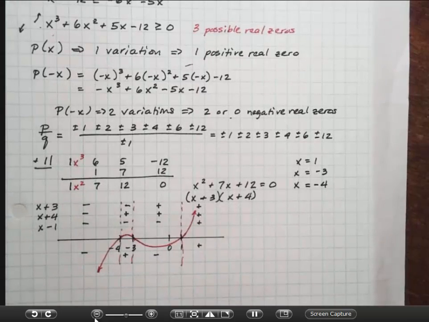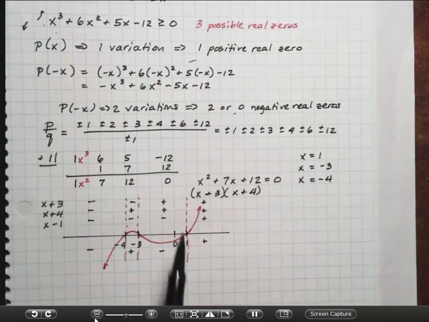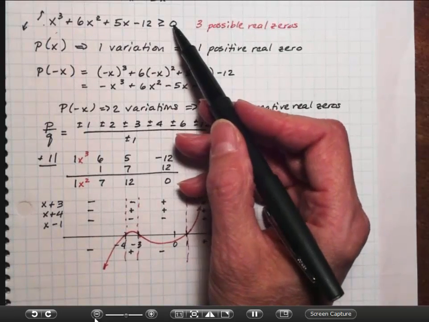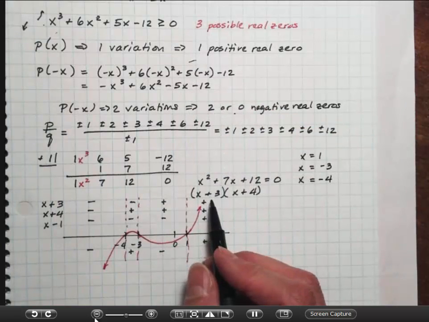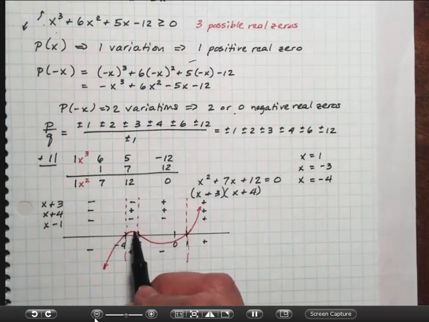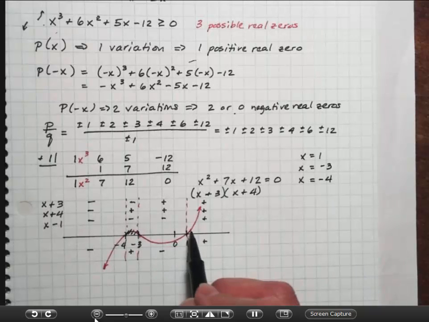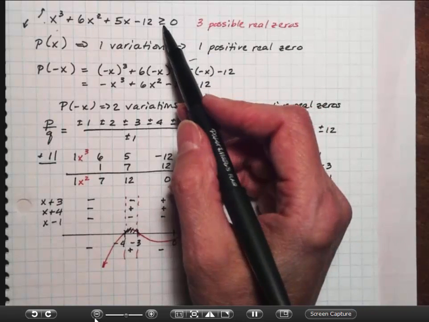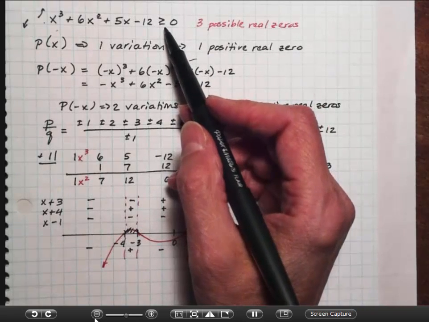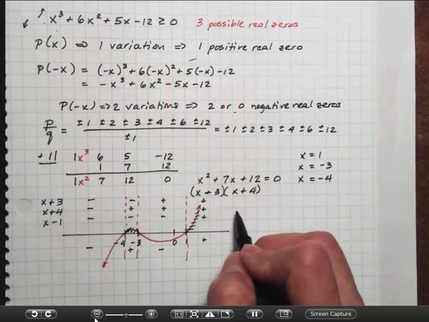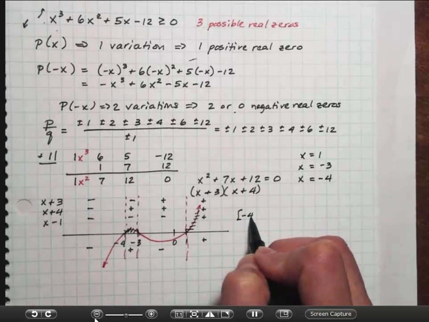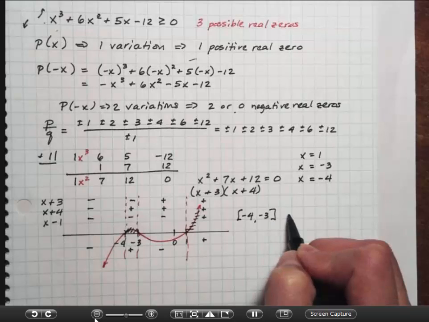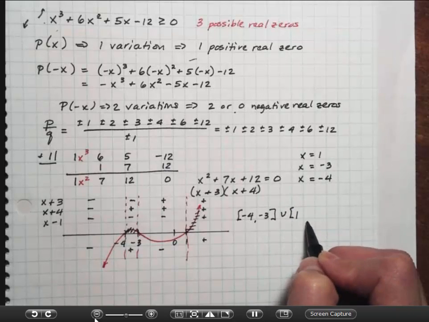And then I want to look, where is my graph greater than or equal to 0? Where is my graph above the x-axis? Well, it's going to be above the x-axis here, and it's going to be above the x-axis here. So I'm going to write that in interval notation, and I want to know where it's greater than or equal to, so those zeros are included. So it's going to be from -4 to -3, or from 1 to infinity.